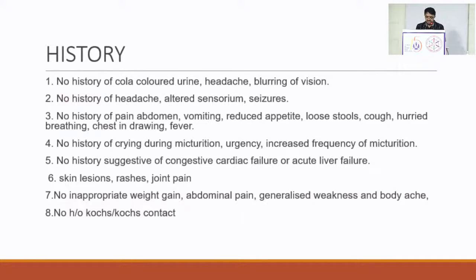Negative history: no history of cola colored urine, no history of headache, blurring of vision, altered sensorium or seizure, no history of pain in abdomen, vomiting, reduced appetite, loose stools or cough, or any respiratory complaints, no history of crying during micturition, urgency or increased frequency of micturition, no history of congestive cardiac failure or acute liver failure, no skin lesion, rashes or joint pain, no inappropriate weight gain or abdominal pain. Generalized weakness and body ache was present. No history of TB or TB contact.